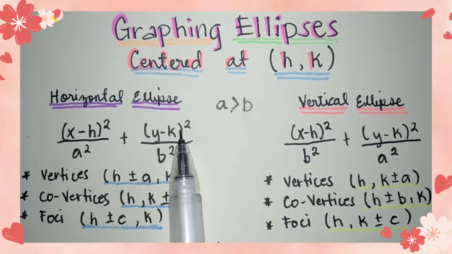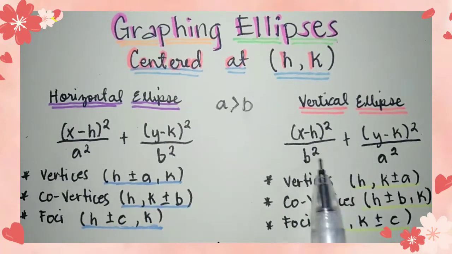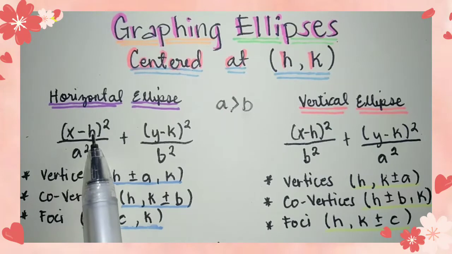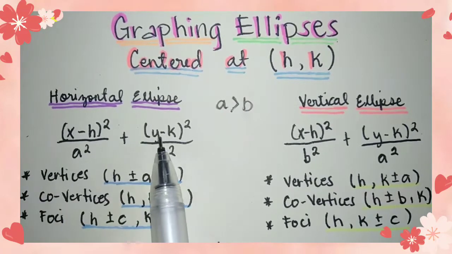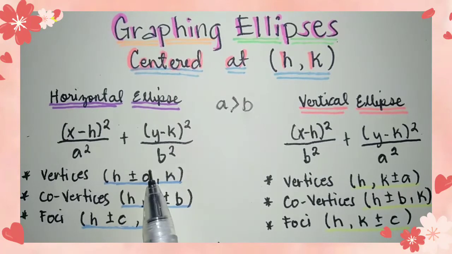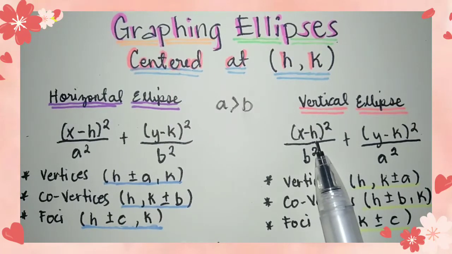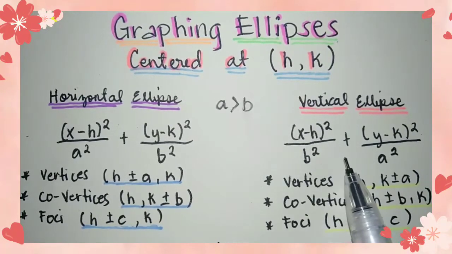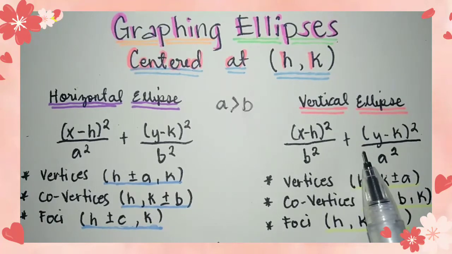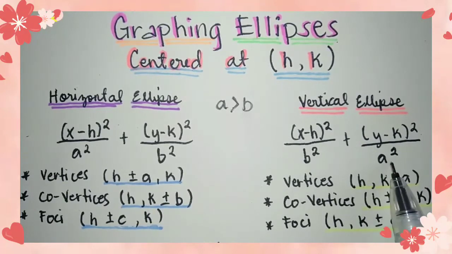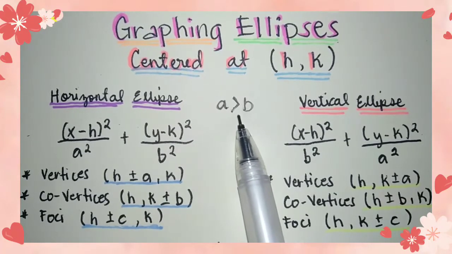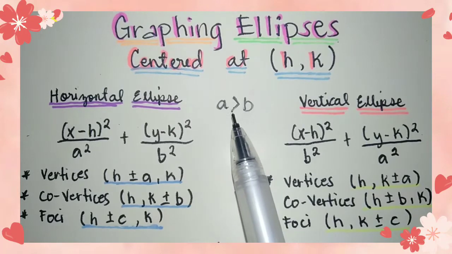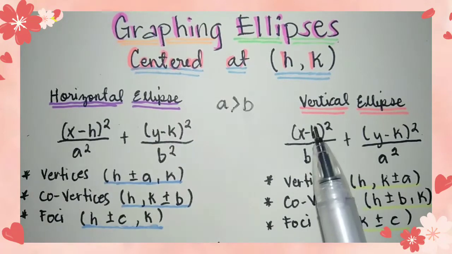So we have our standard form for horizontal and vertical ellipse. We have x minus h squared over a squared plus y minus k squared over b squared. And of course, x minus h squared over b squared plus y minus k squared over a squared. Remember that a is always greater than b. And yung a, siya yung magdidetermine kung ang ating ellipse is horizontal or vertical.